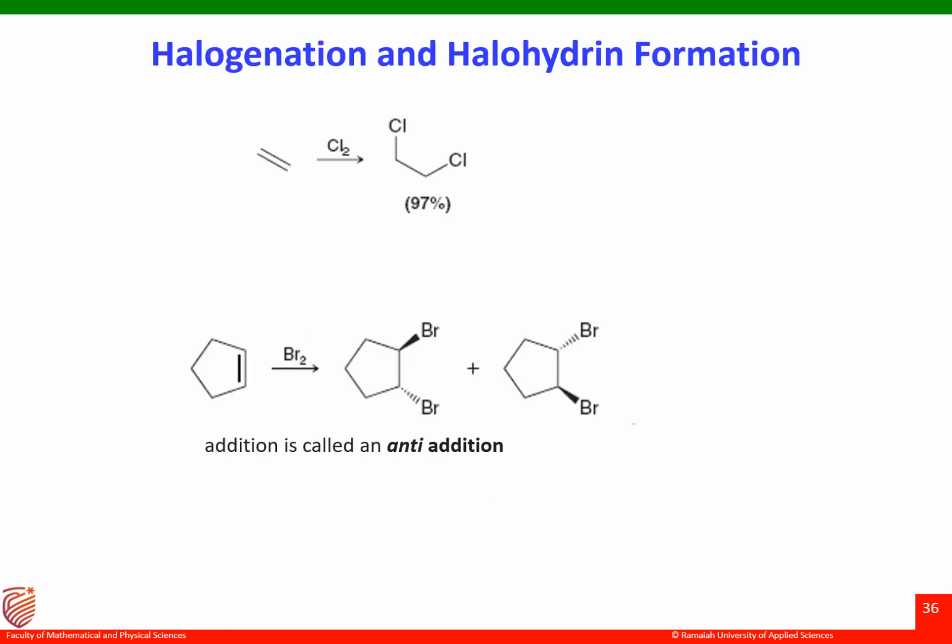Some more examples to work out. This is anti-addition. You can see that anti-addition happens here through the formation of a cyclic bromonium ion.